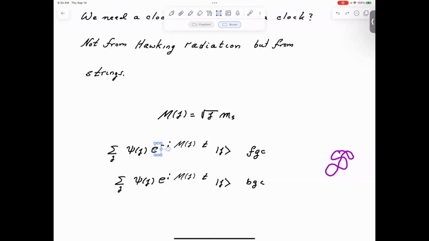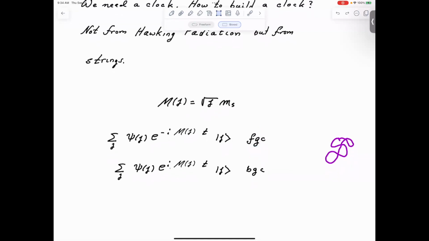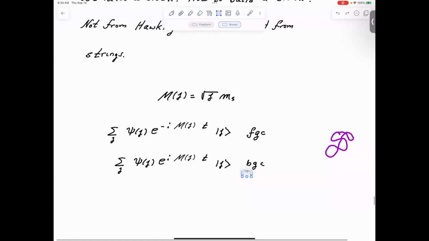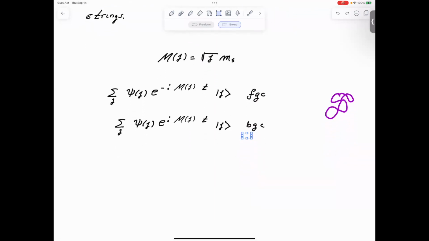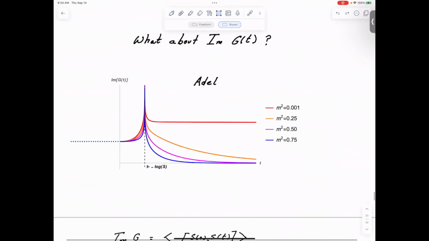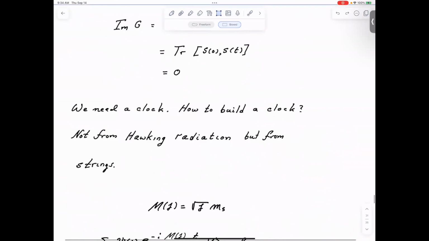Superposing them with e to the minus i times the mass would give us a forward-going clock, what I called a forward-going clock last time. With the opposite phase would give us a backward-going clock. And if we then fixed our gauge by saying there's a forward-going clock present, then one would hope to see the imaginary part having a glitch. Very far from being able to do that.